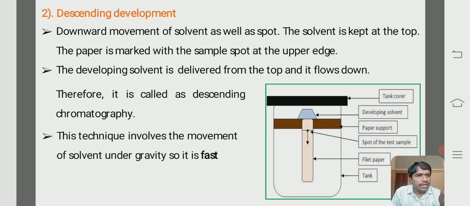You can observe a solvent tank cover, where the developing solvent is placed, and the paper is fixed on a paper support, and the spot is marked at the upper edge, and the developing solvent is delivered from the top and it flows down. Therefore, it is called descending chromatography because the solvent flows down here. This technique involves the movement of solvent under gravity, so it is fast as compared to the ascending technique.